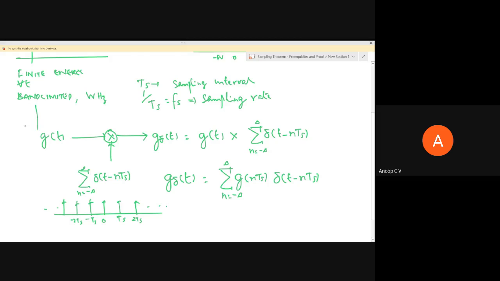So if this is the arbitrary signal which we have considered, the sampled signal will be something like this. It will be these impulses weighted by g of n Ts. This will be 0, Ts, 2Ts, minus Ts, and so on and so forth. So this will be g delta of t. This is the sampled signal.